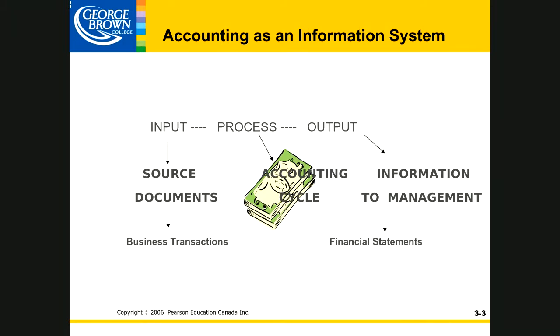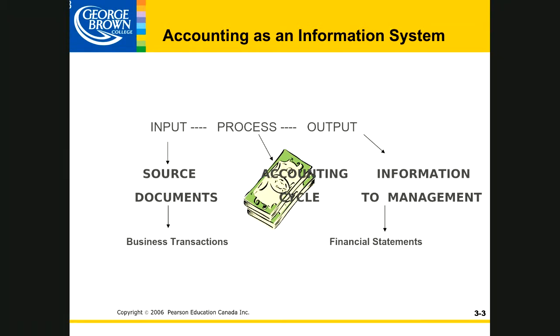So here's our recap of accounting as an information system. It's kind of a machine, just an accounting machine. There's an input to the machine. The machine processes the information, and it gives us an output. You might recall that source documents are the input to the accounting system. The process by which we turn those source documents into actual usable information is called the accounting cycle. And then the output is information to management in the form of financial statements. So that's things like your income statement, your balance sheet, and your cash flow statement.